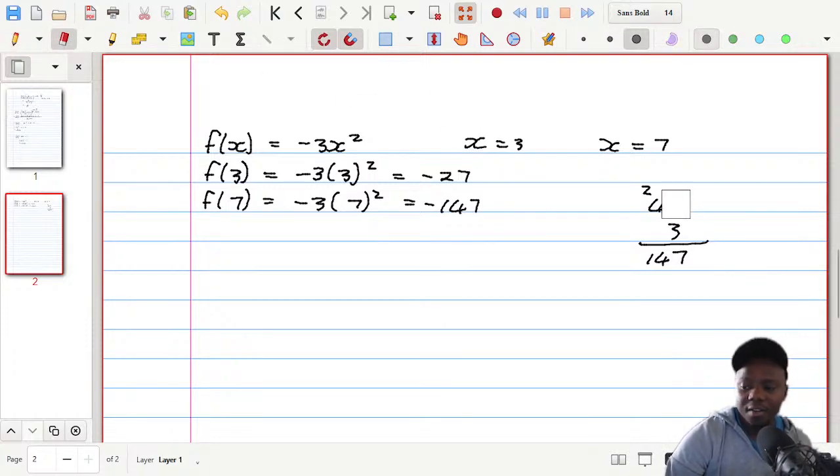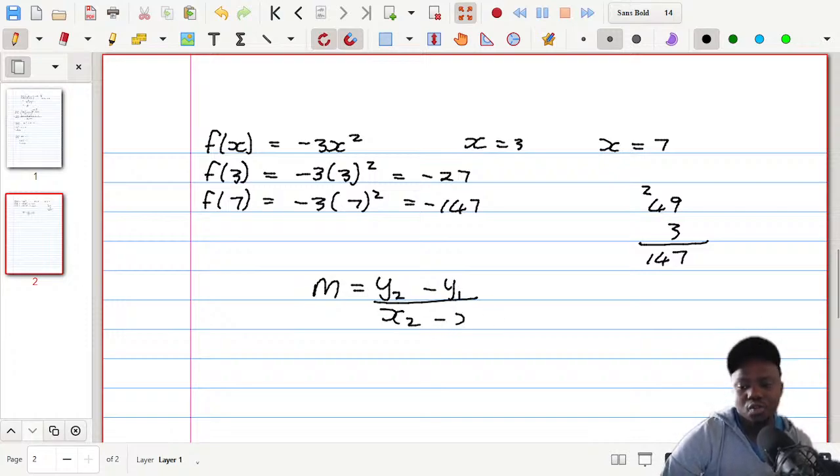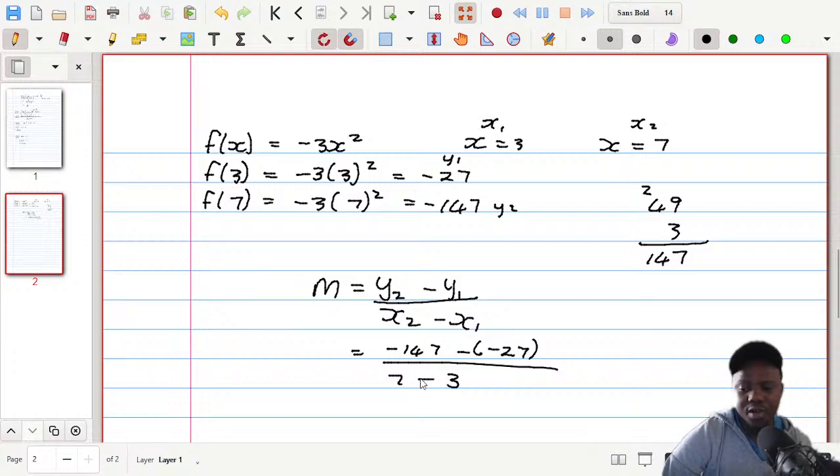Cool. Now that we have the x and the y coordinates, we can use our gradient formula where we say y2 minus y1 over x2 minus x1. Cool. Now from here, let's just substitute what we have. I'm going to call this x1, I'm going to call this x2. That means that this is going to be y1 and this is y2. So this is going to be negative 147 minus 27 divided by, for x2, we've got 7 minus 3.